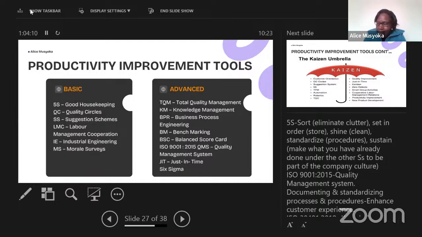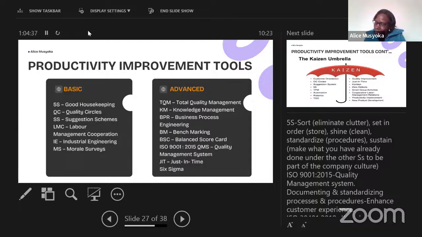Under the advanced ones, we have TQM, the Total Quality Management. And remember, we said quality is defined by the customer. It is not for the organization, it is not for HR to define quality. It is not for the department responsible for the core business. No, quality is defined by the customer.